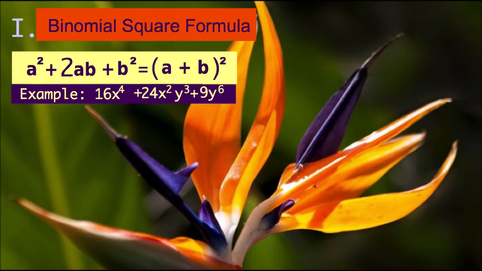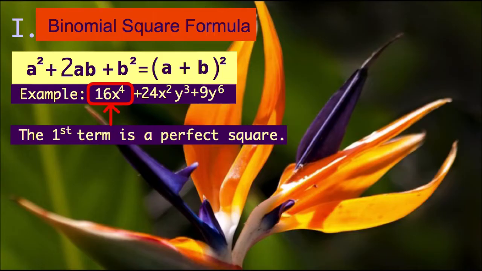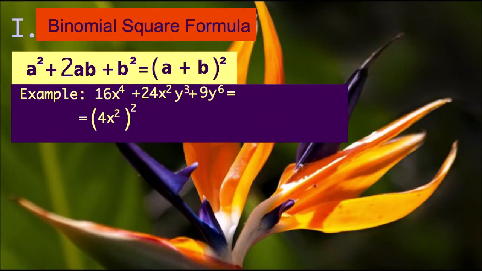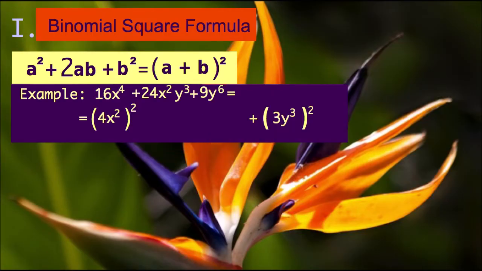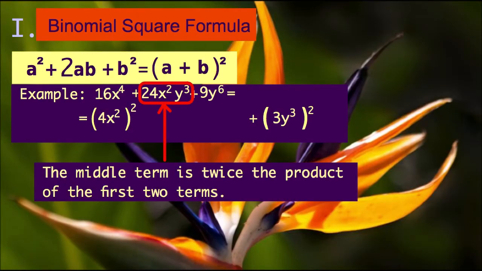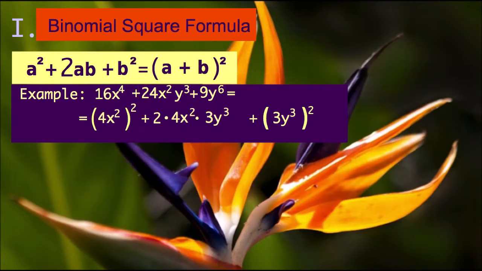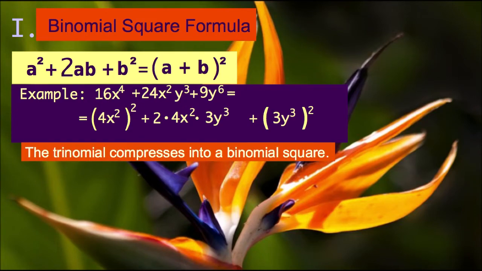So for example, we have 16x to the fourth plus 24x squared y to the third plus 9y to the sixth. The first term is a perfect square, so 4x squared raised to the second power. And the third is a perfect square too. 3y to the third, everything raised to the second power. The middle term is twice the product of the first two terms. So plus 2 times 4x squared times 3y cubed. The trinomial compresses into a binomial square.